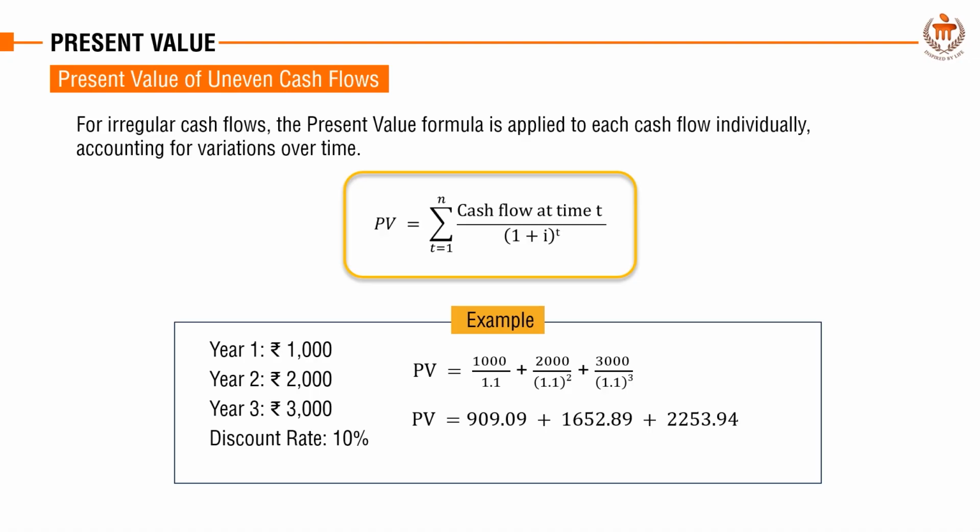1652.89. Similarly, for year 3, it will be 3000 divided by 1.1 to the power 3, which is equal to 2253.94. In order to calculate the present value, we have to add all three values obtained for each year. So the combined present value of 1000 rupees, 2000 rupees and 3000 rupees received over 3 years at a 10% discount rate is rupees 4815.92.